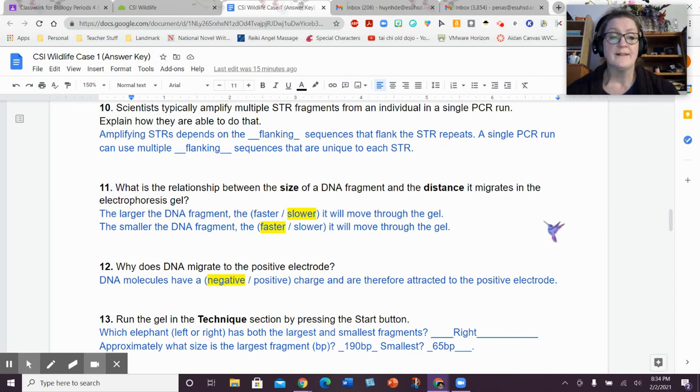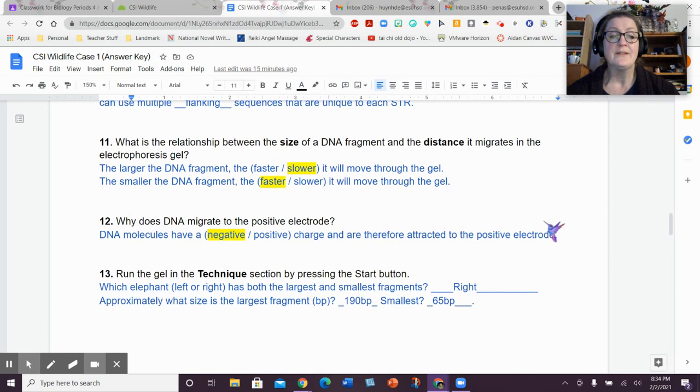More about gel electrophoresis for question 11. What is the relationship between the size of a DNA fragment and the distance that it migrates? Well, the larger DNA fragments are going to travel slower as they move through the gel. The smaller the DNA fragment, the faster it's going to move through the gel.